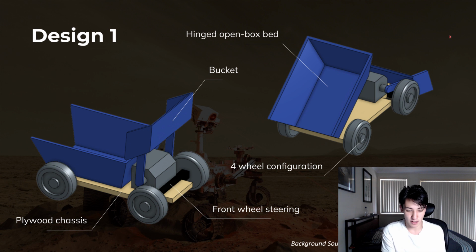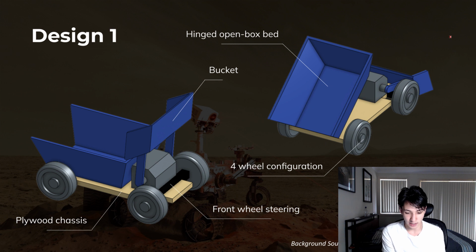Our first design features a bucket collection system, a plywood chassis, a 4-wheel configuration with front-wheel steering, and a hinged open box bed for storing and depositing the samples. The benefit of this design is its simplicity and affordability due to the use of cost-effective materials such as plywood. It also features previously proven and reliable systems such as the excavator-style bucket and the open box, which also provides easy access for depositing the collected samples.